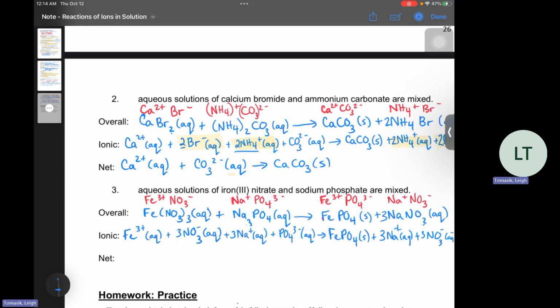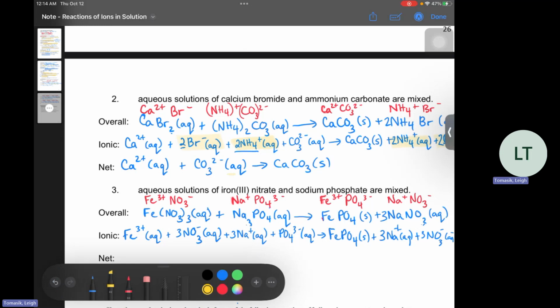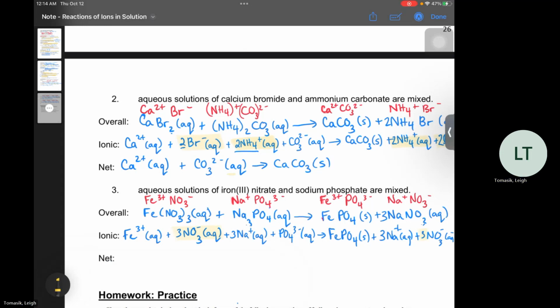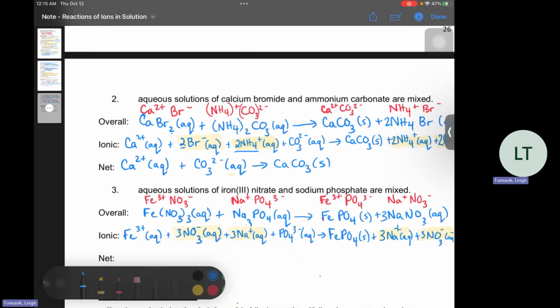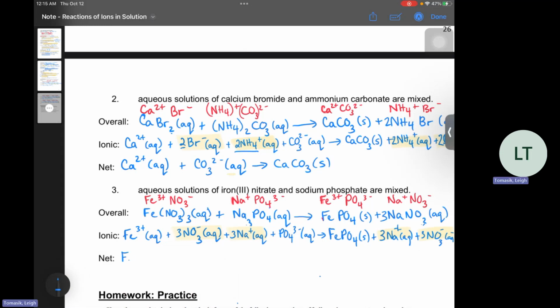Okay, so now we look for spectator ions. Okay, the Fe becomes part of the precipitate. The NO3 does not. The Na does not. And then everything else needs to be there. So Fe3 plus aqueous plus PO4 3 minus aqueous makes FePO4 solid. That's the net ionic equation.